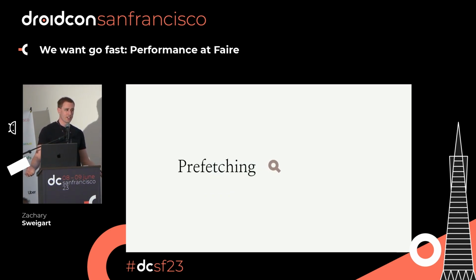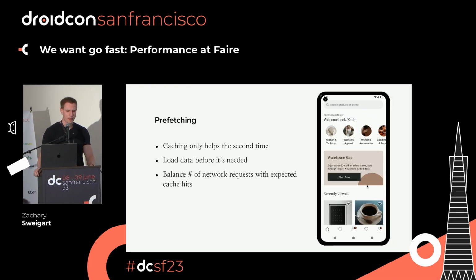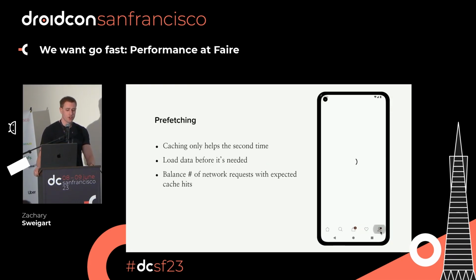So the great part about caching is it makes things more accessible, it's faster to access, but caching only helps the second time you want to get data. So if you never hit your cache again, then it really didn't help much. And one thing you can do to avoid that is to prefetch data and preload your cache. And for this, you want to load data before it's needed.